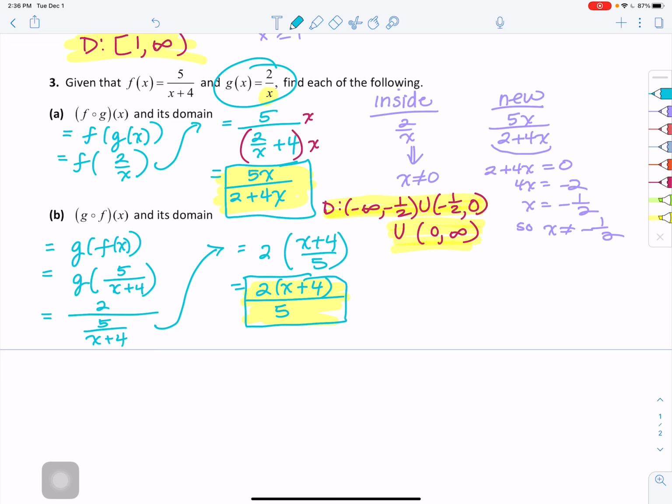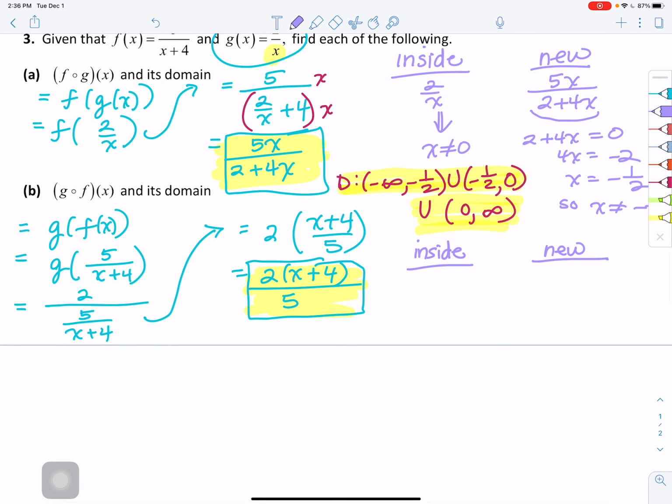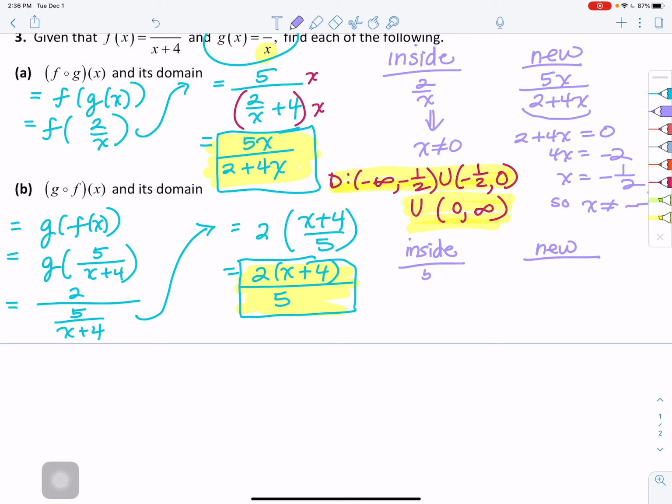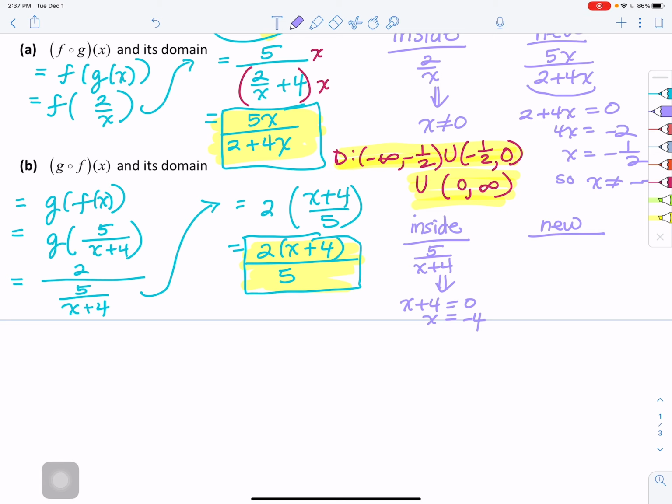How do we find the domain? You guessed it. We have to look at the inside function. And when I say most restrictive, that means you have to satisfy both of these. So inside and new, just say that a couple times, inside and new. So our inside function is 5 over x plus 4. And when you look at that, x plus 4 cannot be 0. We have to set it equal to 0 to see what makes it 0. So x is equal to negative 4. We have to throw that out. So x cannot equal negative 4.